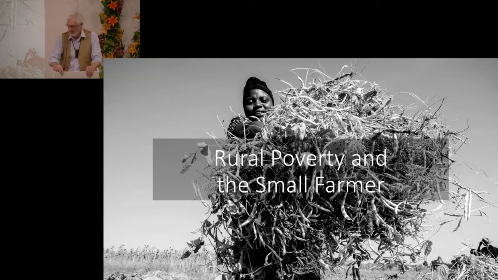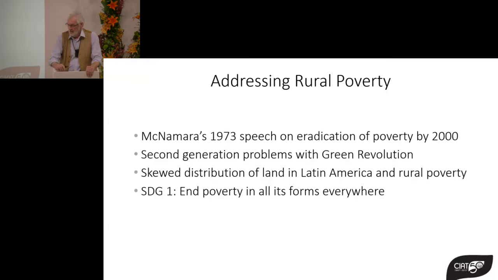And we also discussed that yesterday. This dates back to, as James said, the original focus of the CG and the initial centers, which was on food security. But starting with McNamara's 1973 Nairobi speech, he tried to shift that, or add to that the eradication of poverty. And he set as a goal, which I think prefigured the SDGs, eliminating poverty by 2000. Well, we never quite got there, although what has happened in China got us a long way along that.